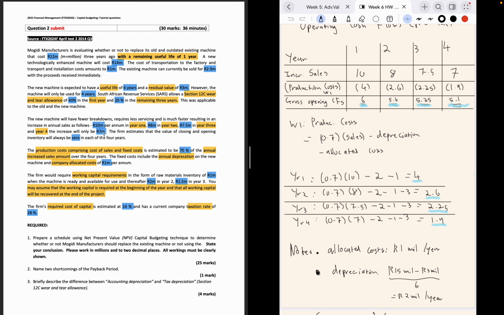So I just want to show you here. The new machine is expected to have a useful life of 6 years and a residual value of 3 million. So we use the straight line depreciation method. So that gives us depreciation of 2 million rand a year. So 0.7 times our sales minus our depreciation each year is just minus 2. Minus the allocated costs each year, we subtract 1. And then in year 2, year 3, and year 4, we are going to subtract 3 as well.